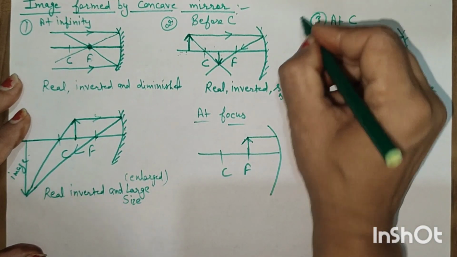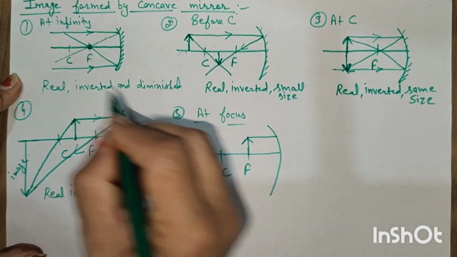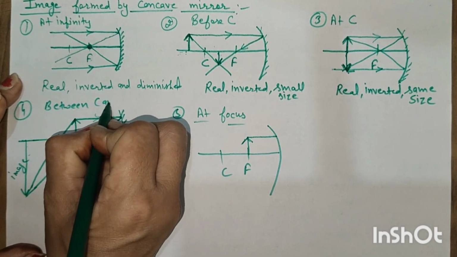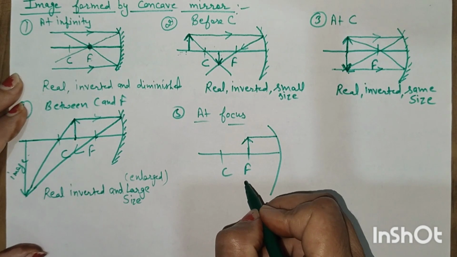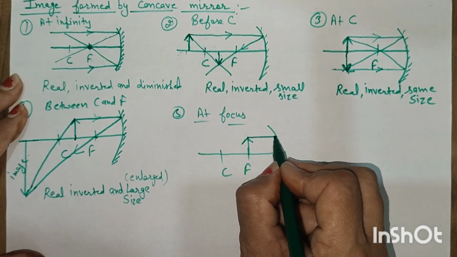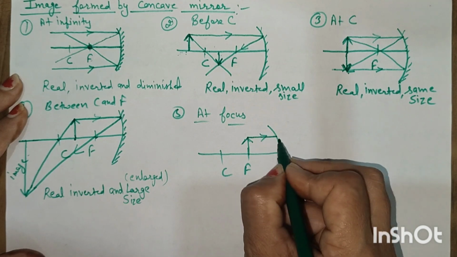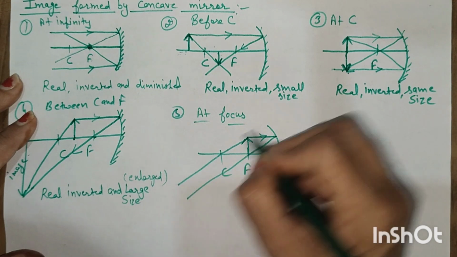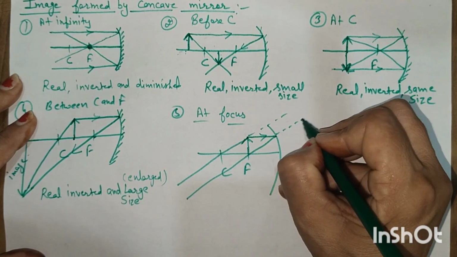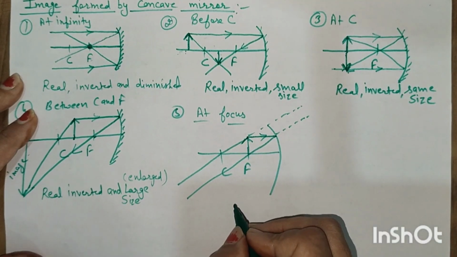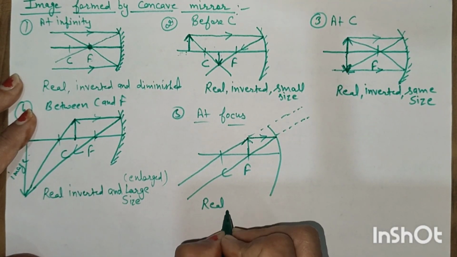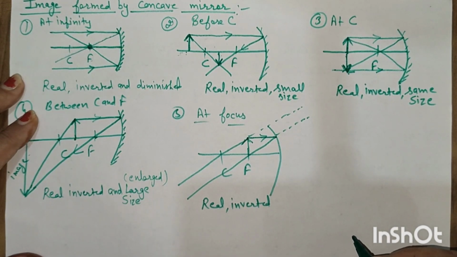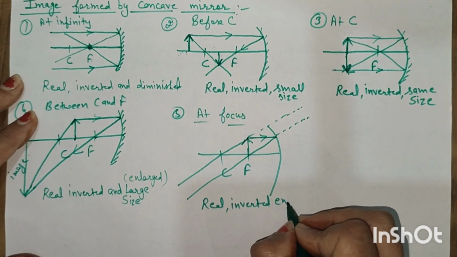Object at focus. Fourth is between C and F. Now at the focus, according to the first rule, the ray will go parallel to the principal axis, then pass through the focus, then pass through the center of curvature, and it will look like they meet at infinity. Image is real, inverted, and large size, highly enlarged.